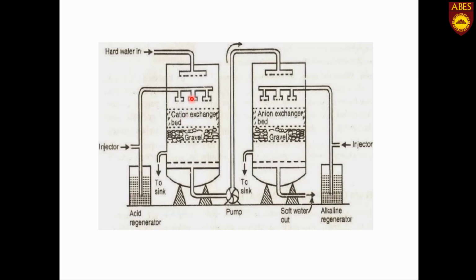So first the water passes through the cation exchange bed, and then the same water, with the help of a pump, is taken to the second chamber which contains the anion exchanger, and then it is passed through the anion exchanger resin, and this is the soft water outlet. Now let us see what the reactions are that are taking place.